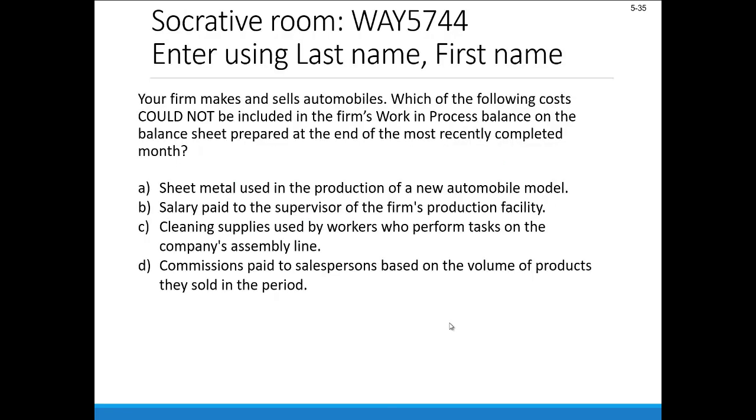Okay, so think about this for a second. Your firm makes and sells automobiles. Which of the following costs could not be included in the firm's work in process balance on the balance sheet prepared at the end of the most recently completed month? Pause that, look through the answers here, and then resume, and I'll have the answer for you to check your work.